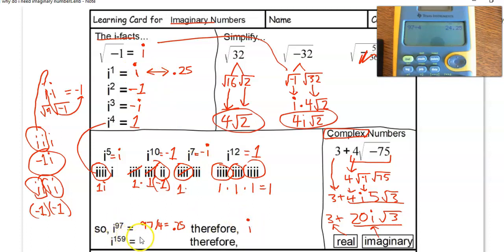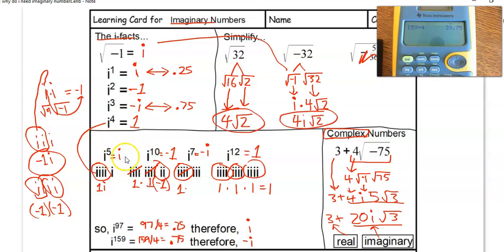i to the 159th. We're going to take the 159 and divide by 4. Let's see what we get. 159 divided by 4. Well, I don't care that there are 39 groups of i to the 4th, because those are all just 1 times 1 times 1. But it's the 0.75 at the end that I'm interested in. That 0.75 means 3 left over out of 4. So anytime you see 0.75 after dividing by 4, that was 3 left out of 4. So 3 i's left, and that's going to be negative i.